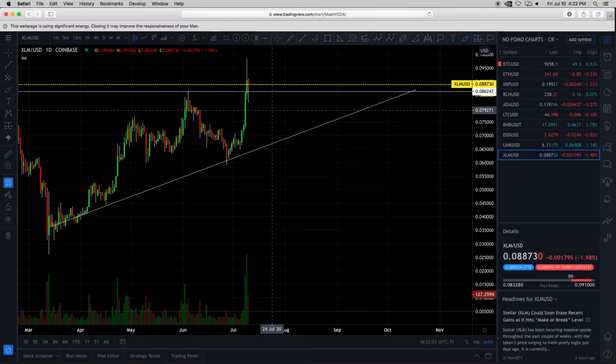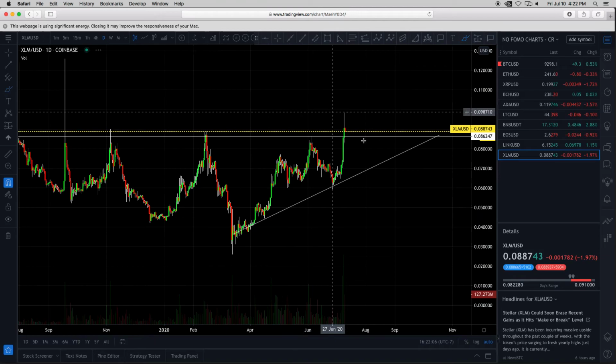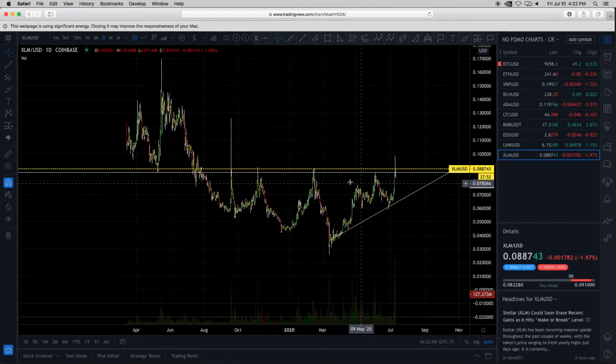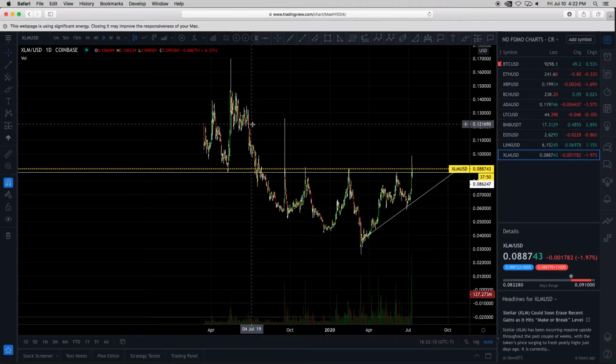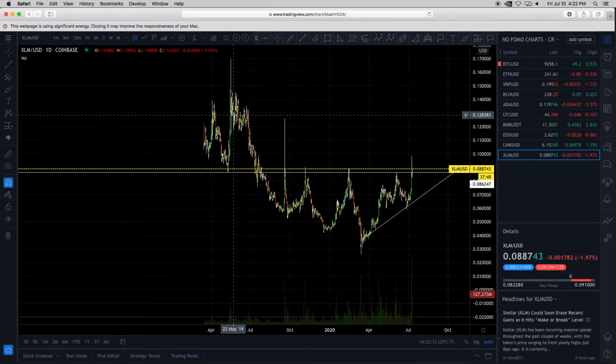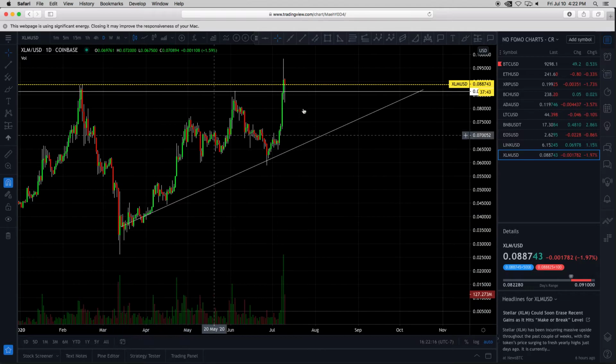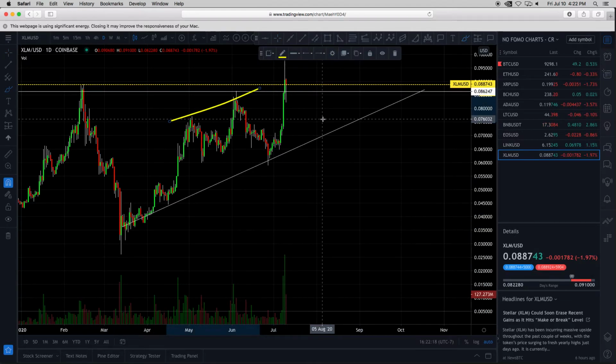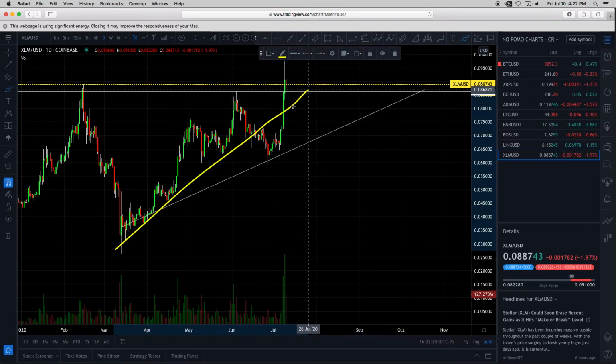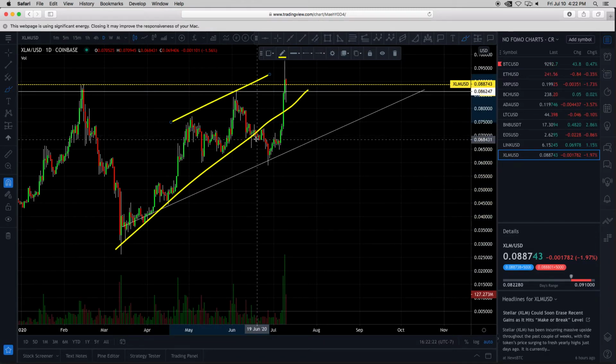Okay, last one for today. XLMUSD Stellar, one-day chart. All right, so Stellar's been in a downtrend on this chart for about a year now. But what's interesting is after the Corona crash, this Stellar had a nice run, okay? Then ran out of steam. See this? Boom, ran out of steam, breakdown.